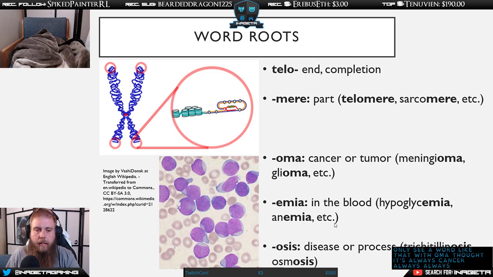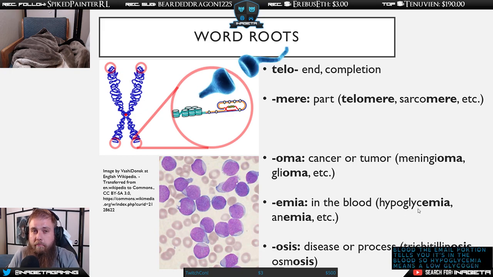So emia, as we mentioned earlier, means in the blood. We talked about hypokalemia. That means low potassium in the blood. The emia portion tells you it's in the blood. So hypoglycemia means low blood sugar, basically. I forget what the glyce part would be, but it's in the blood.